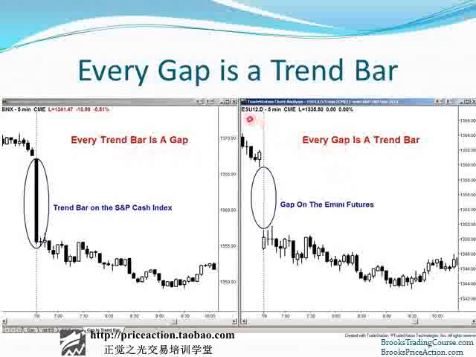On the right is the 5-minute E-mini, and there's a gap open, and that is the same as a trend bar. On the left is the cash index, the S&P cash, and you can see that the 5-minute futures contract had a gap, but the 5-minute cash index had a spike. So functionally, a gap and a spike are the same thing.